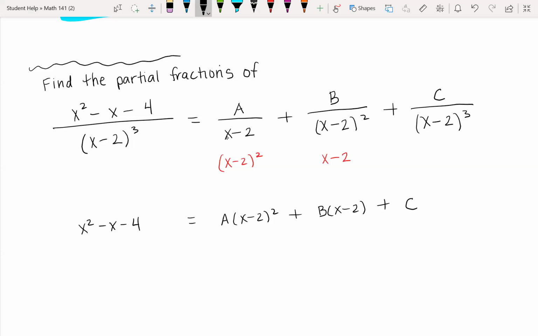I'm kind of skipping a step here. Rather than rewriting all the fractions, I know that what I'm trying to do is just make the denominators the same so that I can take them out of what I'm focused on and just look at the numerators only.